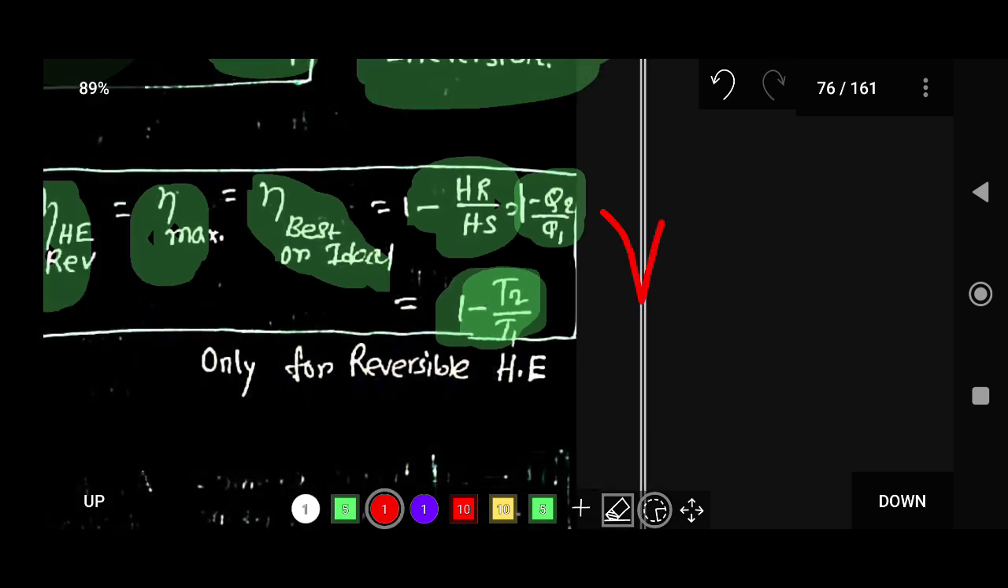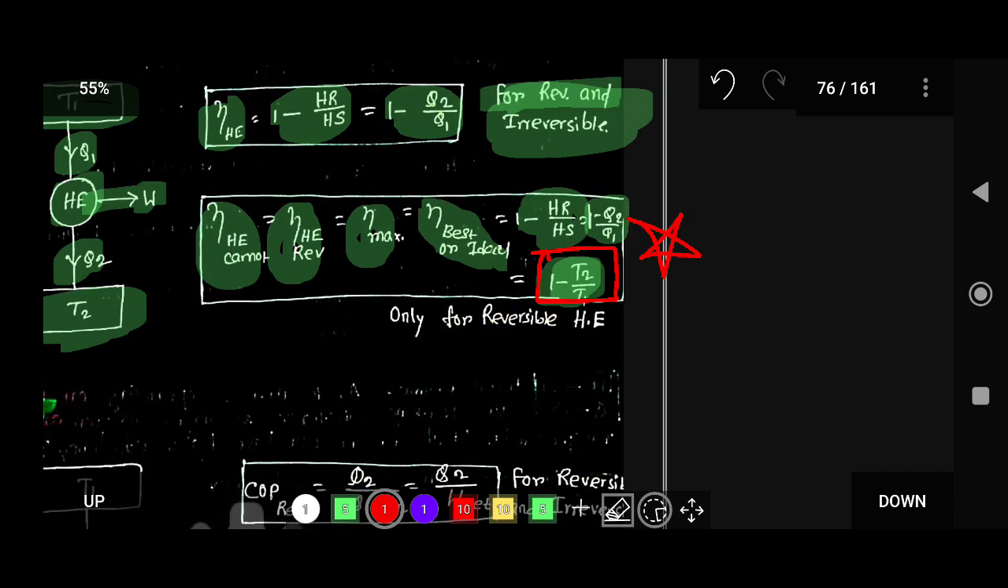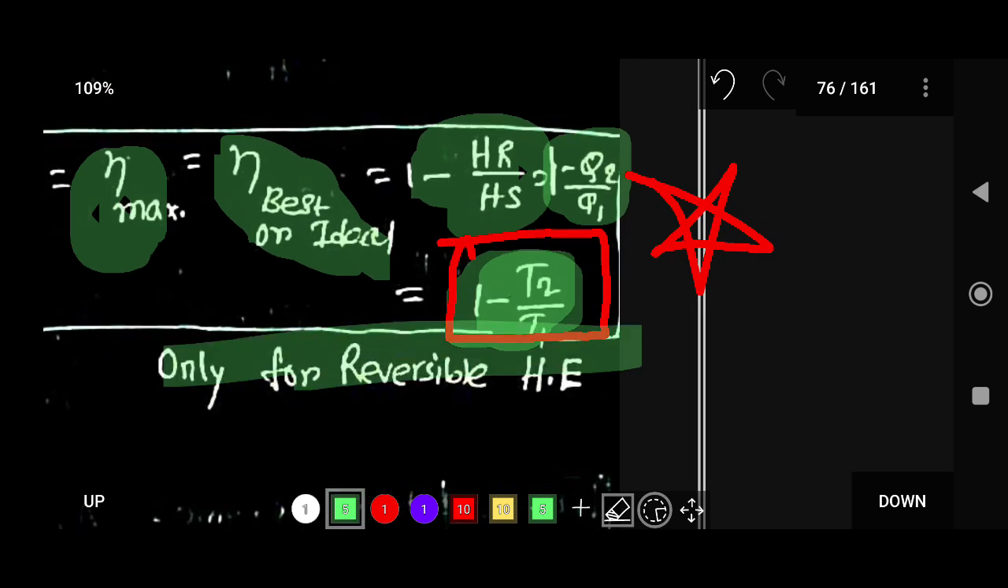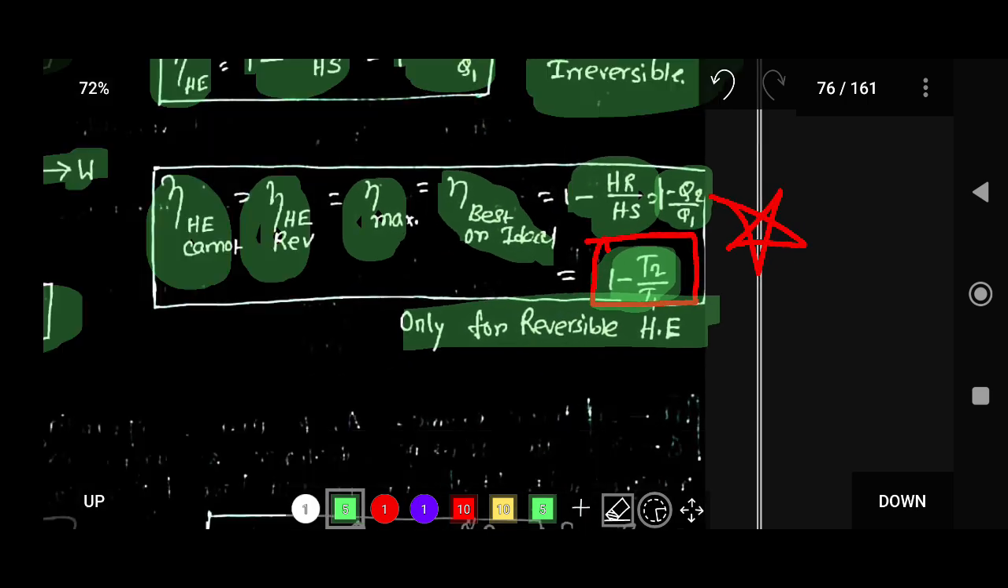If you want to calculate the maximum efficiency, that is equal to this formula. You have to remember this. So if you want to calculate the maximum efficiency, that is equal to 1 minus T2 by T1. So when this is 1 minus T2 by T1, then you can say that this is for a reversible heat engine.